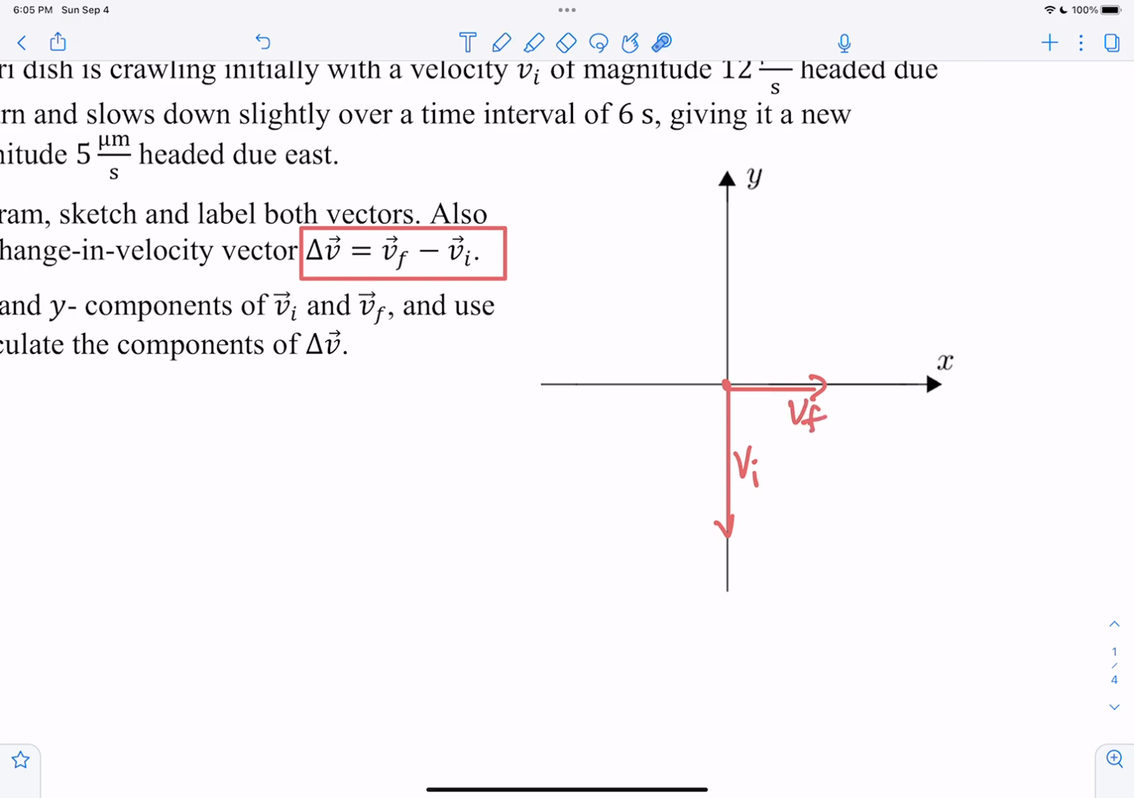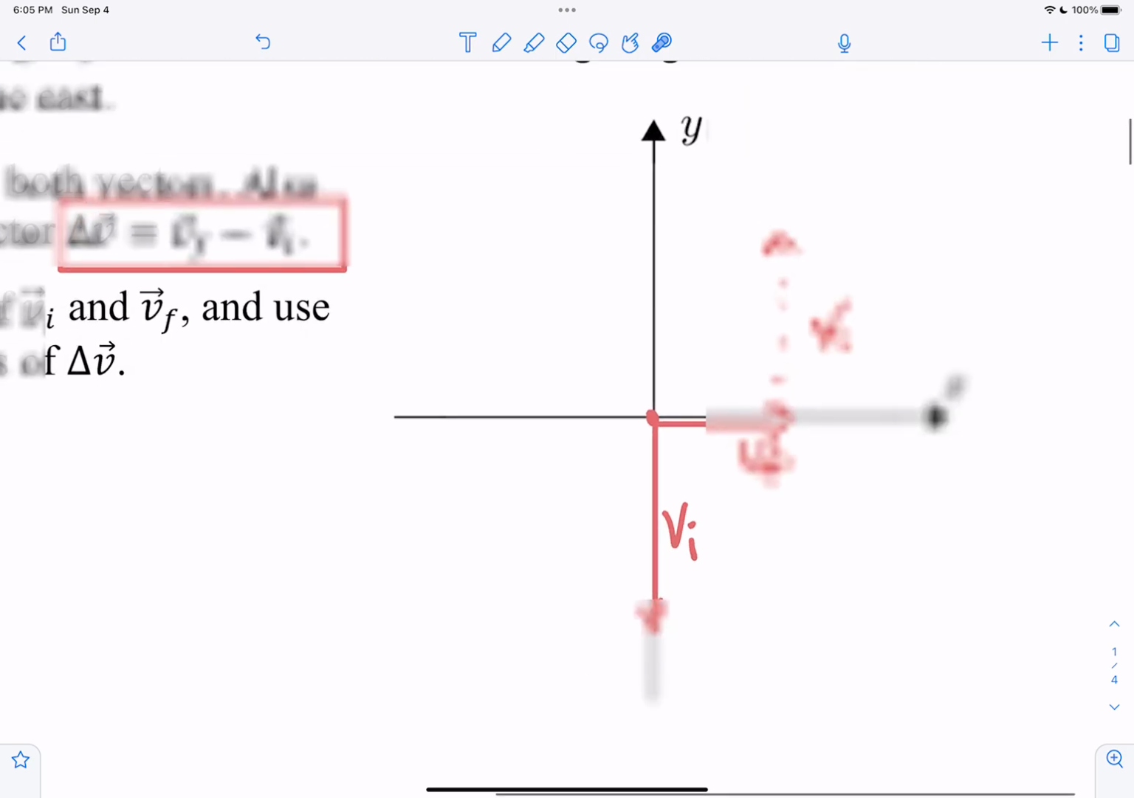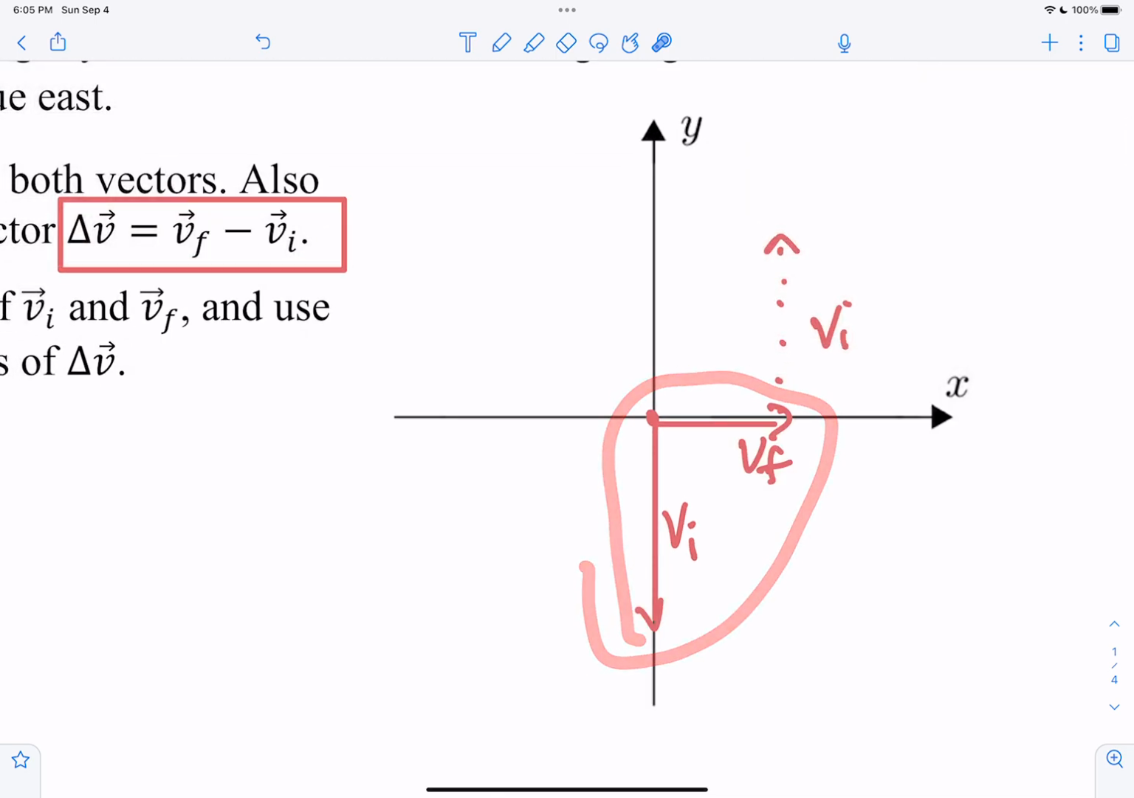Now, this VI, like I said, is going to be flipped from south to north. So if I want to do VF minus VI, I have to flip it to where now VI is like that. Because if you think about it, this isn't proper tip-to-tail vector addition.